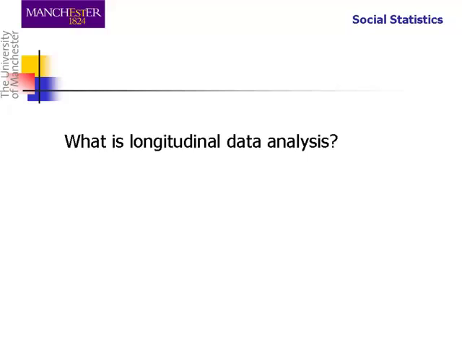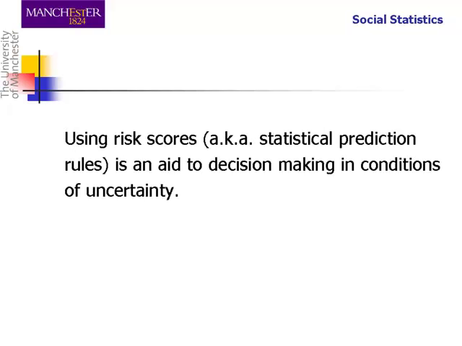So what I'm going to say does relate to the way in which we think about longitudinal data, but it's clearly a subset of a much broader topic. So using risk scores is really a way of helping us to make decisions in conditions of uncertainty. That's the way I see the value of this method.